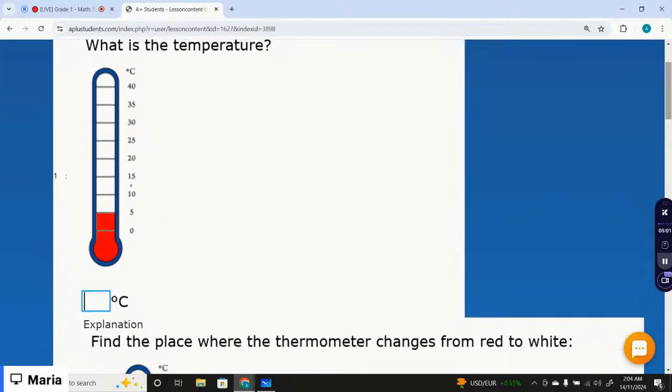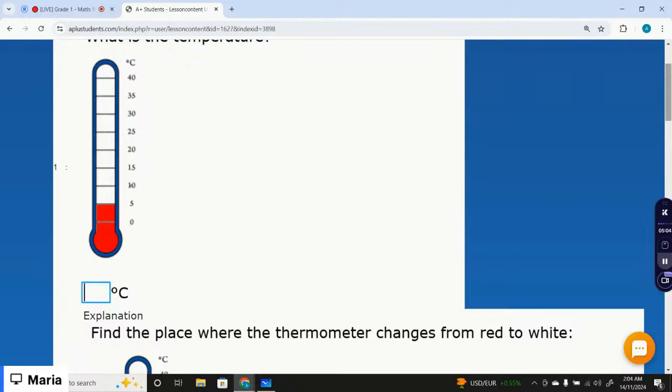So how do we read the thermometer? Just look at the red color and the white color. You have to read where the color is changing from red to white. Here at this line, you have to read where the color is changing. So this line matches 5. That means that is 5 degrees Celsius. There are two units to measure the temperature. One is Celsius and the other is Fahrenheit, right? So for this one, the temperature is 5 degrees Celsius.